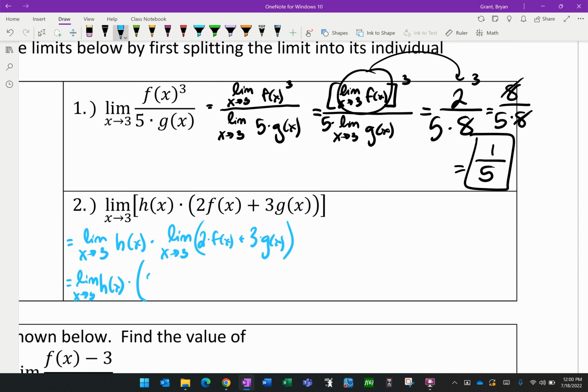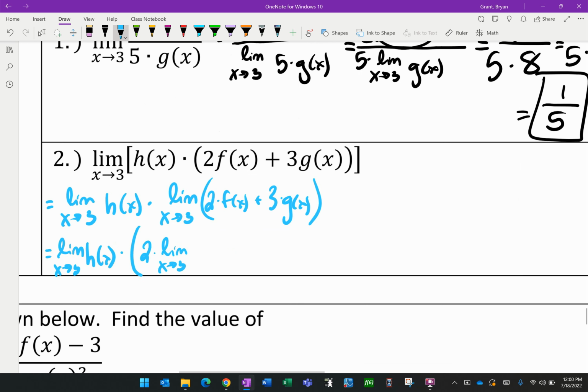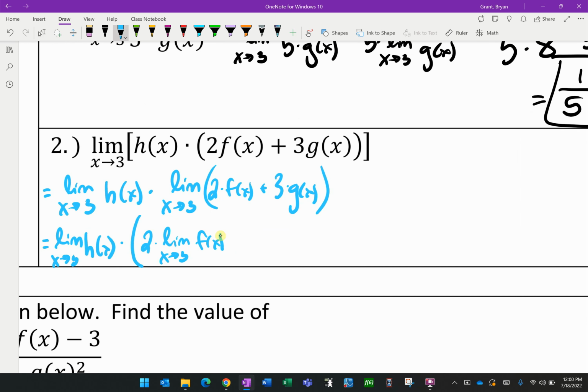There's a 2 that I can factor out, and then just find the limit as x approaches 3 of f of x. But then there's a 3 I can factor out, and we can just find the limit as x approaches 3 of g of x. Right? So we had two separate functions that we split apart, and that is like our very first limit at the top, the summation of limits. And then we had constants that we're also allowed to factor out.